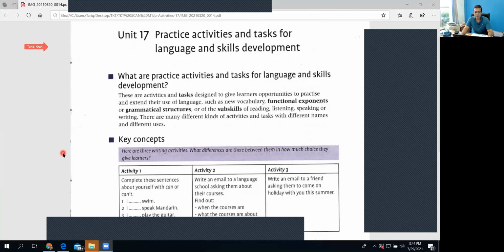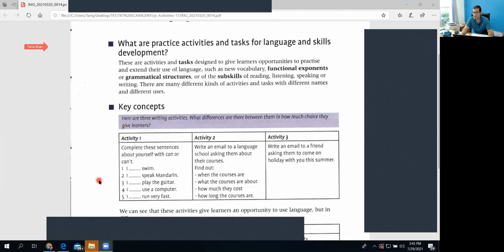Right. So Unit 17, practice activities and tasks for language and skills development. We've been talking about a lot of activities back in Unit 15 and Unit 16. Now we are going to look specifically at the activities. What are practice activities and tasks for language and skills development?